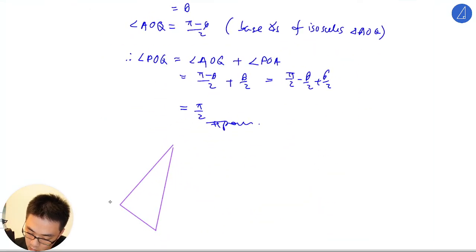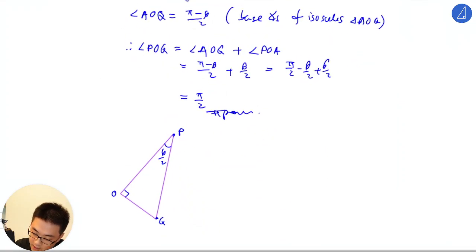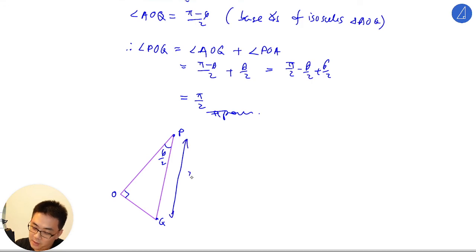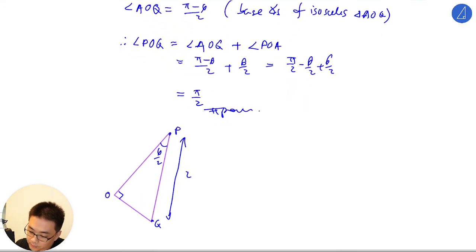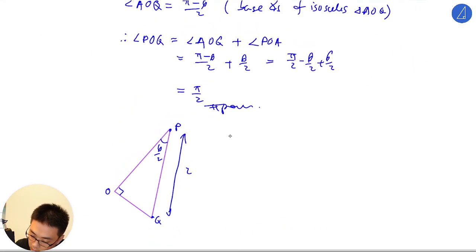OPQ. So OPQ. This is 90, right? Then this is theta over 2, right? Look at the OPQ there. This is what is important. The length here is 2. Just remember that this is 2. Maybe you need it. So you want mod OP over OQ. So mod OP over OQ is what you want to find, right?